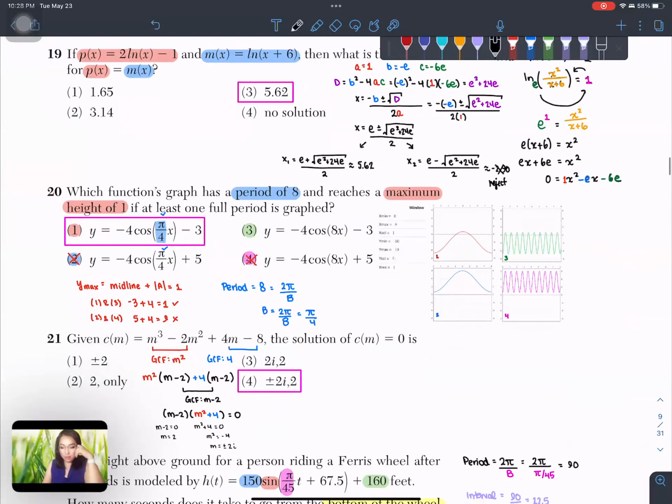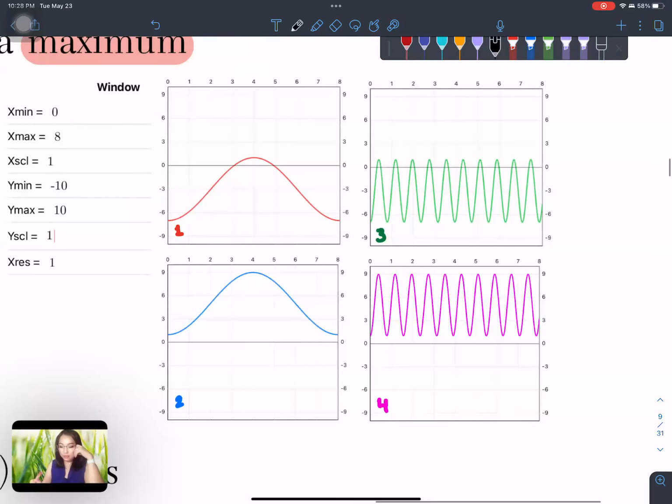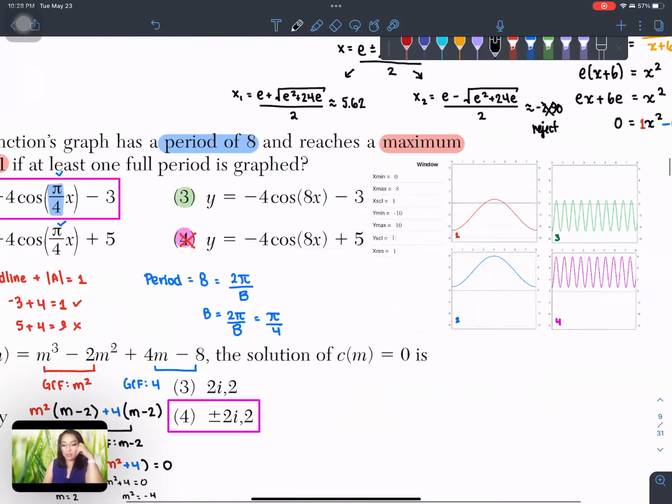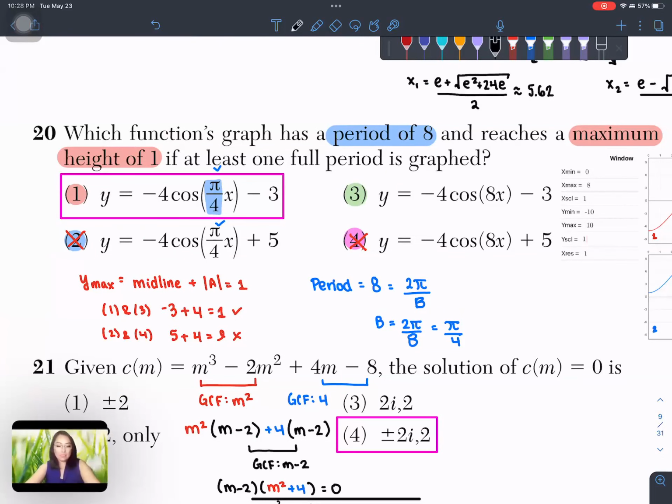Anyways, period. I graphed this so that you could see what the pictures look like. So technically 3 and 4 are out because it's too many cycles. They only want one period from the intervals that they gave us. And the maximum has to be 1. So obviously it's either 1 and 3 or 1 and 2, and obviously 1 satisfies both conditions. But here's a shortcut. Y max means that the midline plus the absolute value of A is equal to 1. So if you quickly calculate the Y max, you're down to 1 and 3, and you can see that in the picture that I did.